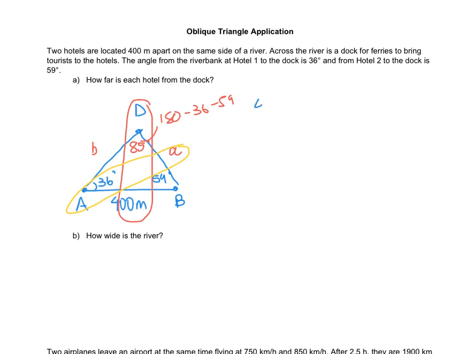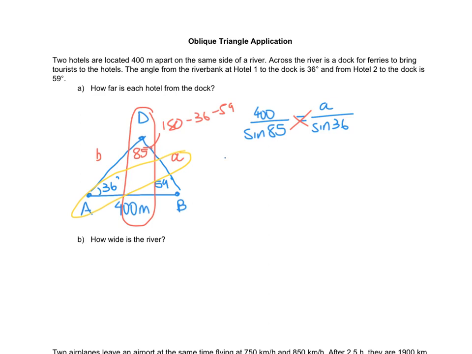So we will do 400 divided by sine 85 for our full pair is equal to side A over sine 36. And now we can cross multiply and isolate for A. So A sine 85 is equal to 400 times sine 36. And then we can divide both sides by sine 85.